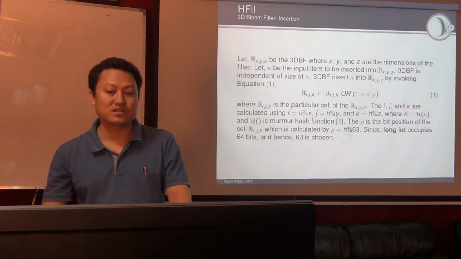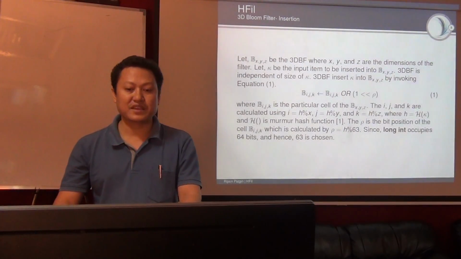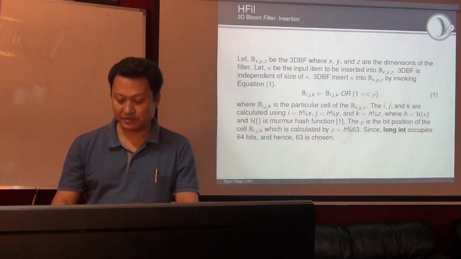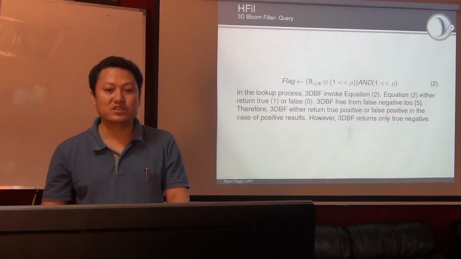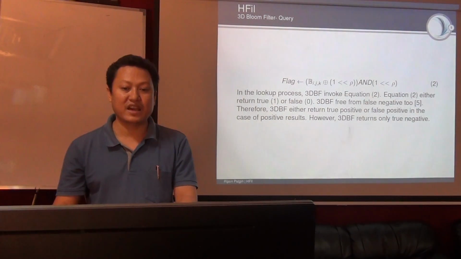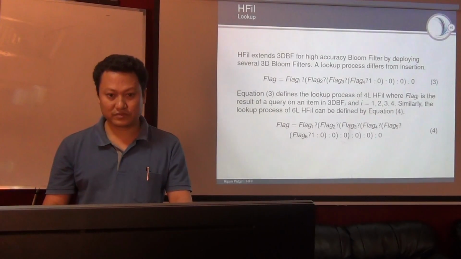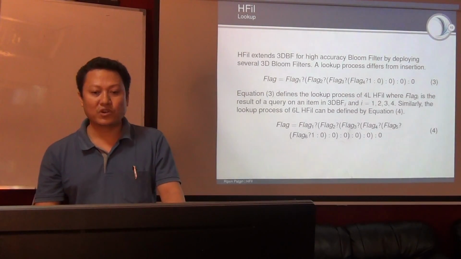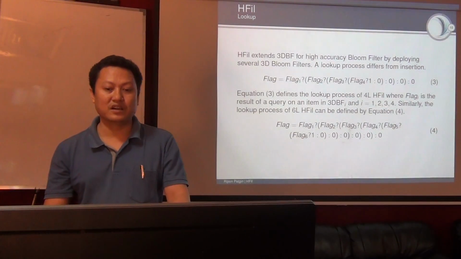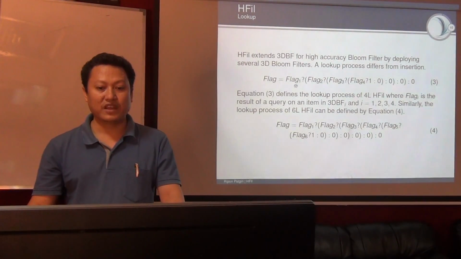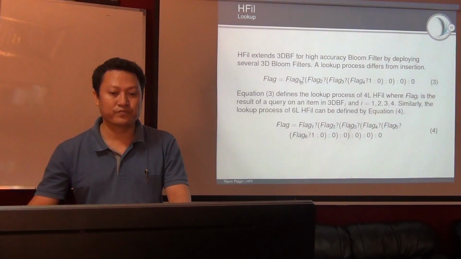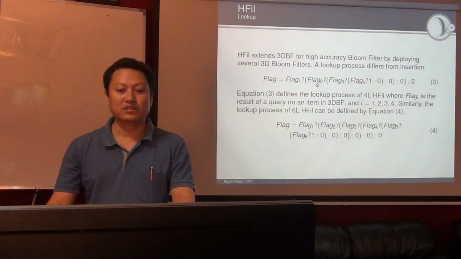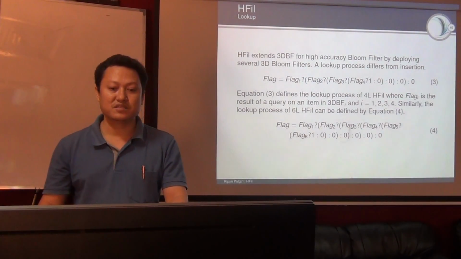Equation 1 is used to insert an item, and B_IJK is the 3-dimensional Bloom filter. Equation 2 is used to query an item from the B_IJK Bloom filter. So 4th level HFil is using equation 3, flag 1. If flag 1 is true, then flag 2 is true, then this conditional statement is given, and all flags have to be true, then it will return true, otherwise it will return 0.